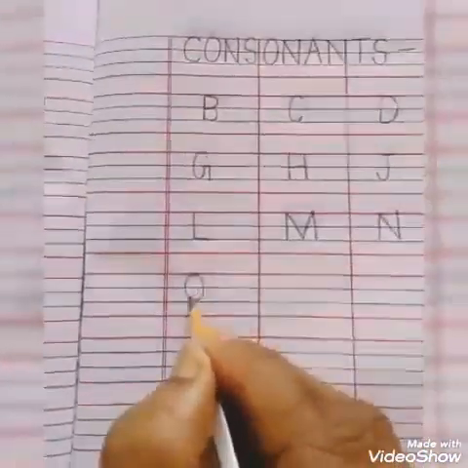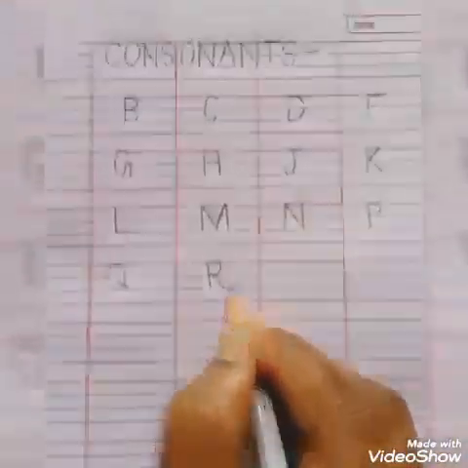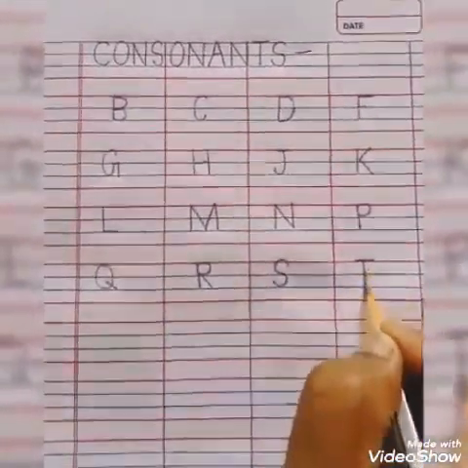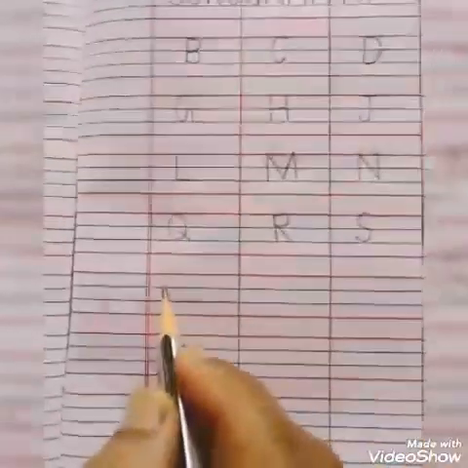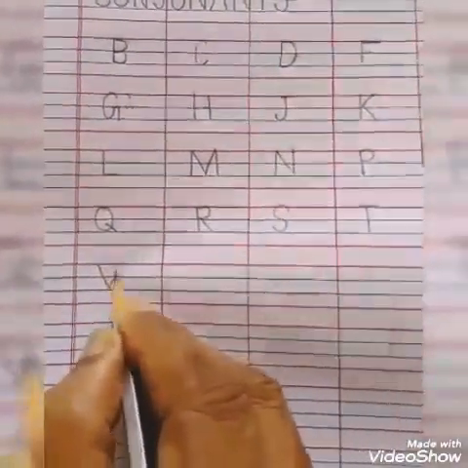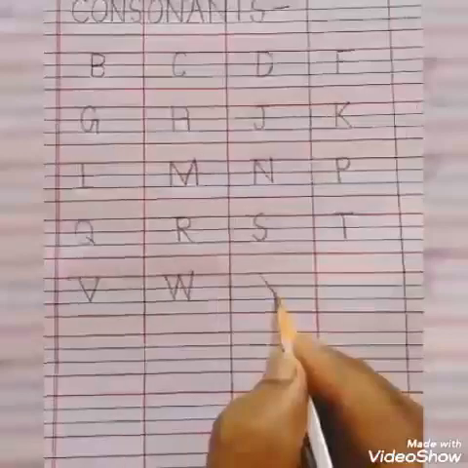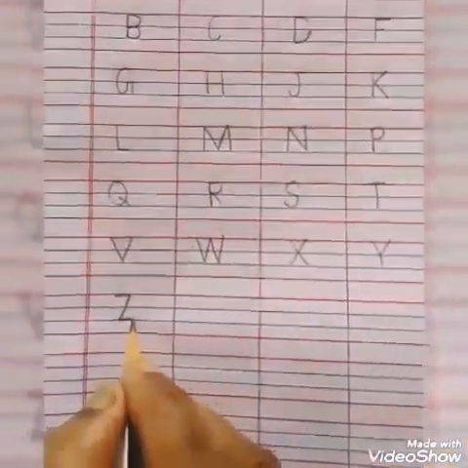Q, R, S, T, and then after T, U comes, and U is a vowel, so we will not write here. After U, V comes. V, W, X, Y and Z. So there are 5 vowels.